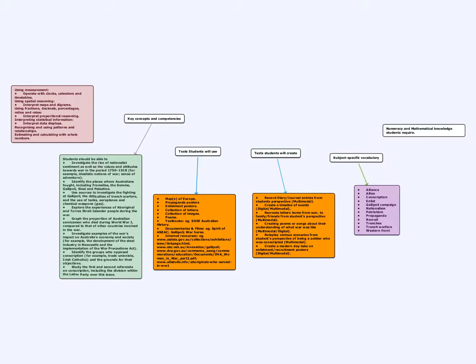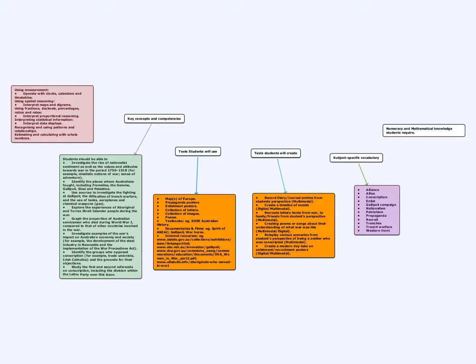Students will use a variety of texts, including maps, propaganda posters, enlistment and recruitment posters, collections of letters, images and poems, textbooks, documentaries and films, as well as internet resources.